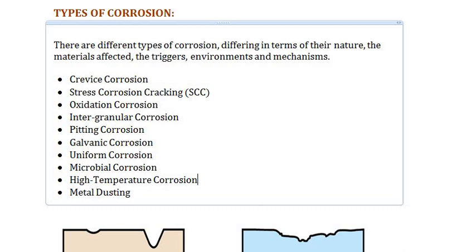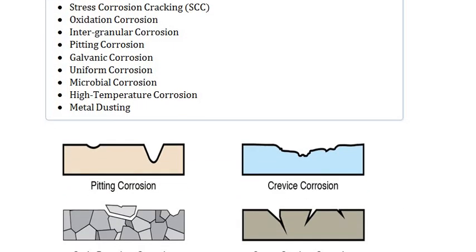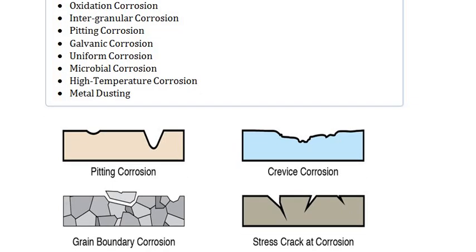I also showed some pictures depicting different types of corrosion, such as pitting corrosion that forms a deep pit, the crevice corrosion that occurs in a localized area or a localized portion, as well as the grain boundary corrosion, which is mostly common in alloys that occurs at the grain boundary. And there's also the stress cracking corrosion that is usually due to the application of a tensile load or tensile stress.